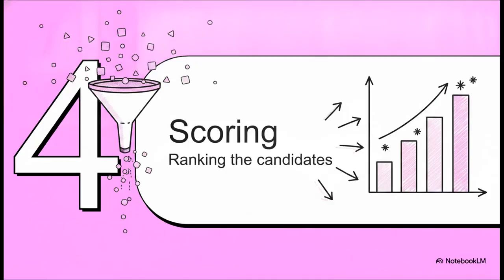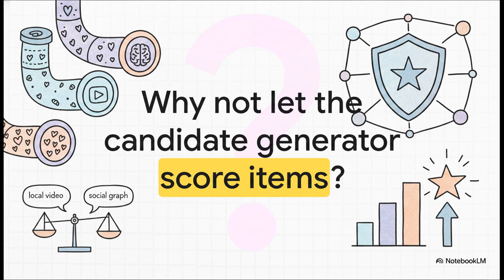Section 4. Scoring. It's time to rank the candidates. Okay, so our candidate generator has done its job. We've gone from billions of items down to maybe 1,000 really solid candidates. But, you might be wondering, wait a second, the candidate generator's already assigned mathematical distances to find these things. Why not just use those exact numbers to rank them?